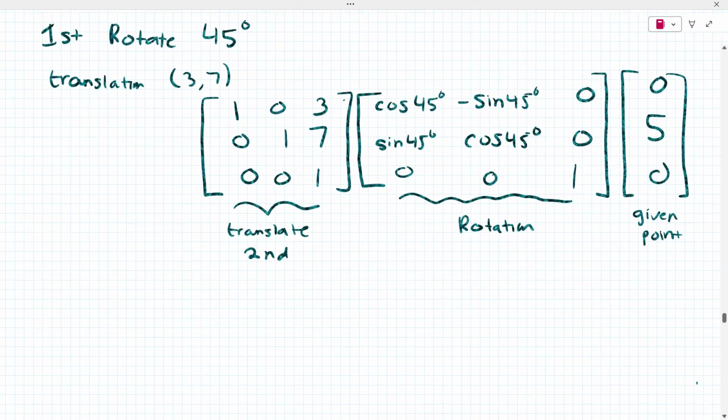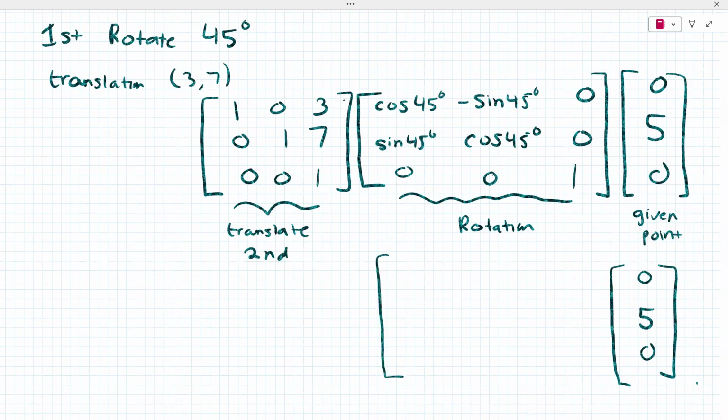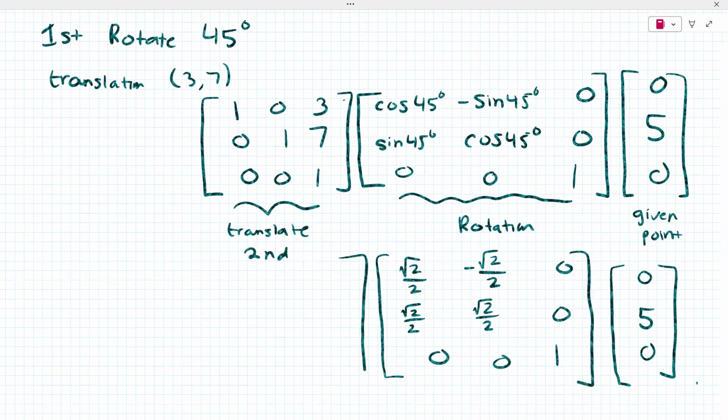Okay, so let's see. This matrix stays the same. This one you can do your algebra. What's cosine 45? It is radical 2 over 2. What is negative sine of 45? It is negative radical 2 over 2. This is 0. And then what is sine of 45? It is radical 2 over 2. The cosine of 45 is radical 2 over 2, 0. And then this is going to be 0, 0, 1. And then this one, I think this stays the same.